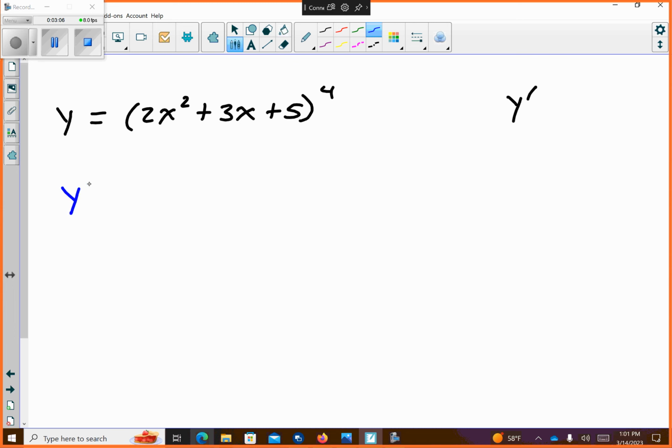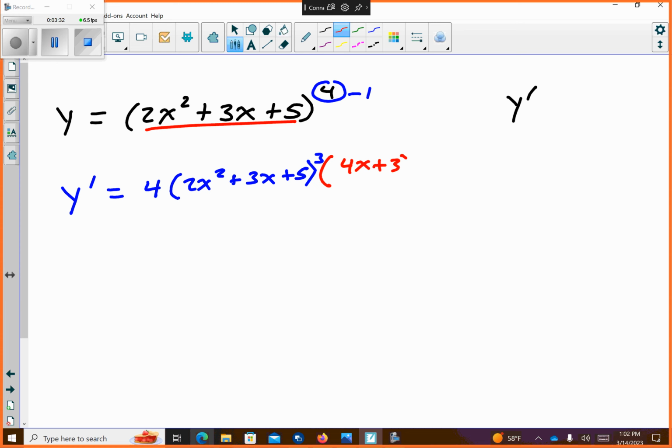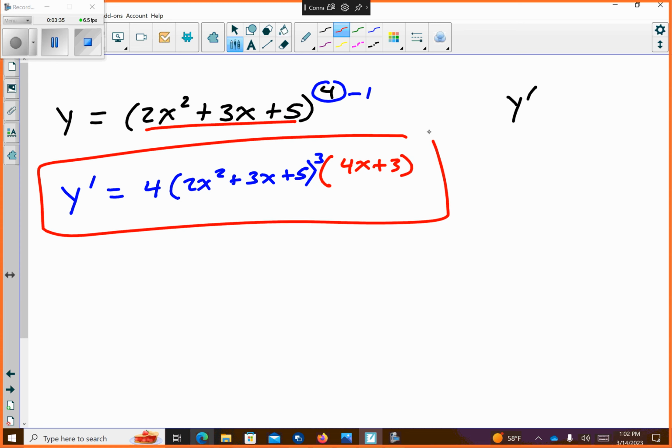So in order to find the derivative, first thing I'm going to do is the derivative of the outside. So I'm going to bring that down, subtract 1 from it. So I get a 4, and then I get 2x squared plus 3x plus 5 raised to the 3rd. Okay? Then I have to take the derivative of just the inside. So then that's going to be times 4x plus 3. So this entire thing is the derivative. Okay? So how that works is you do the derivative of the outside. So you lower the exponent by 1, and bring whatever the exponent is down front, lower by 1, and then you multiply by what's inside.